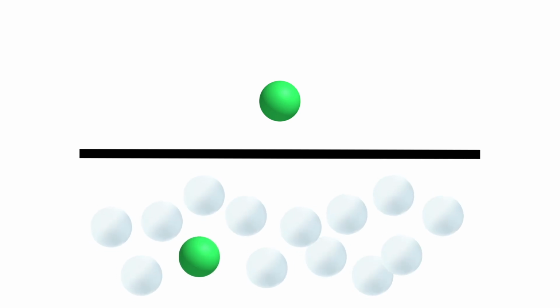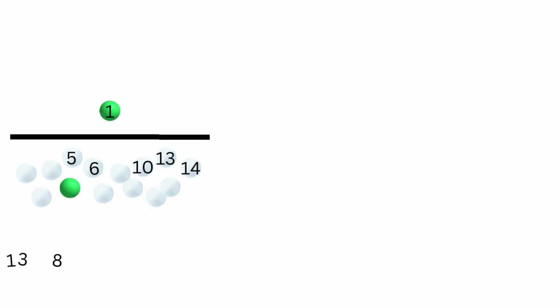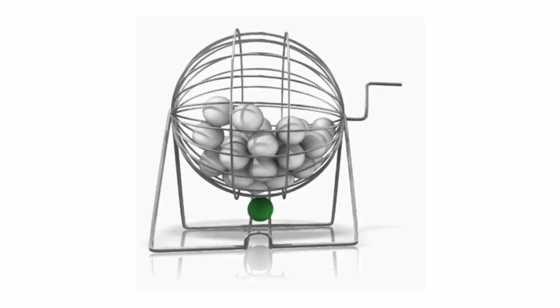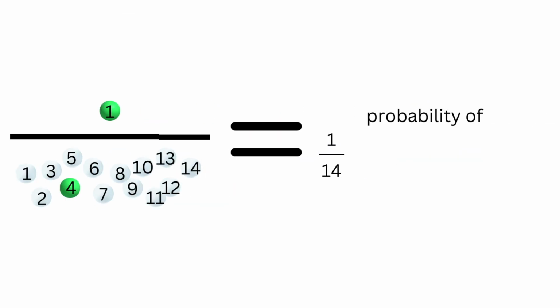For instance, if in this situation, the favorable outcome is rolling out a green marble from this bingo machine, the number of favorable outcomes would be 1, as there is only one green marble in this cluster. There are 14 marbles in this machine, including the green one, so the total number of possible outcomes would be 14. There are a total of 14 marbles that could possibly be rolled out. In conclusion, the favorable outcome, 1, divided by the total number of possible outcomes, 14, is 1 over 14.